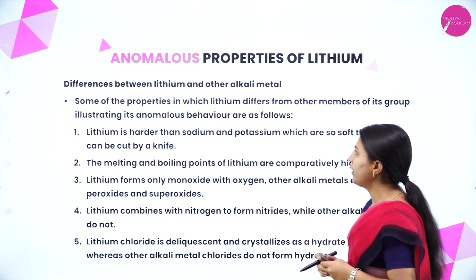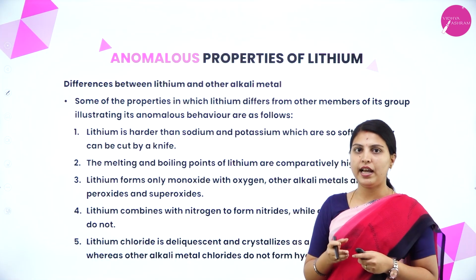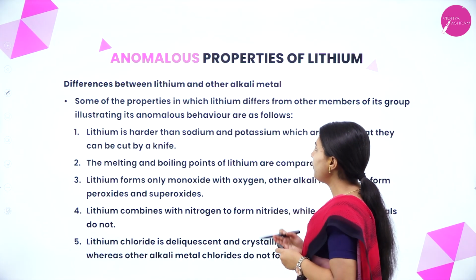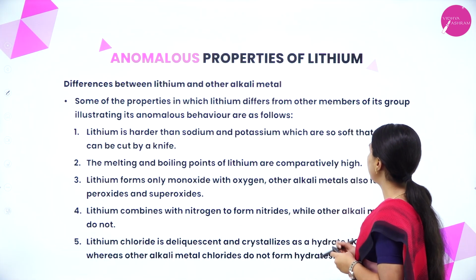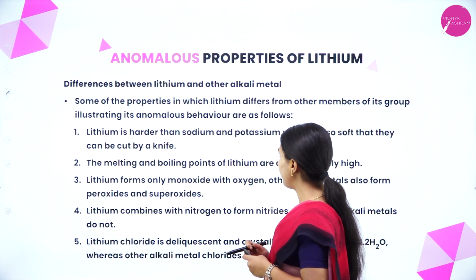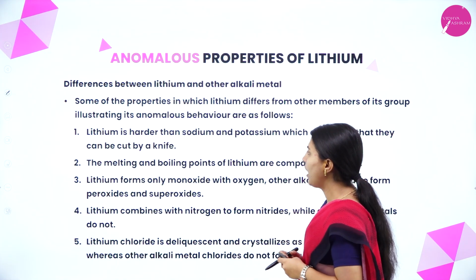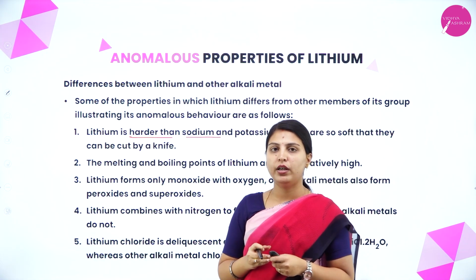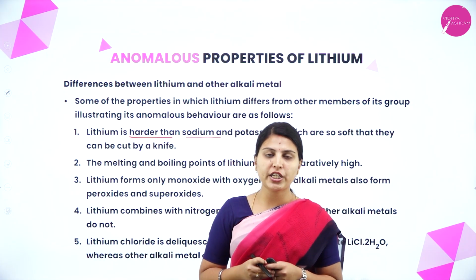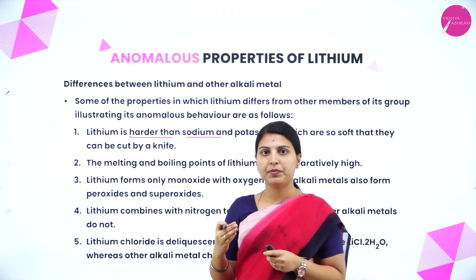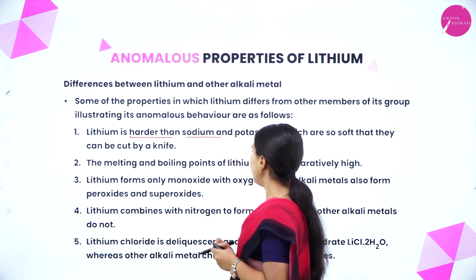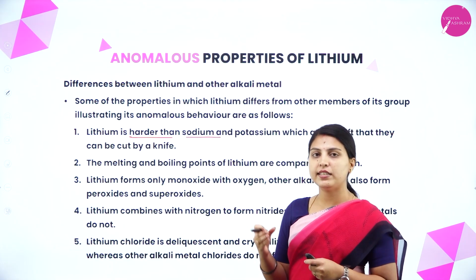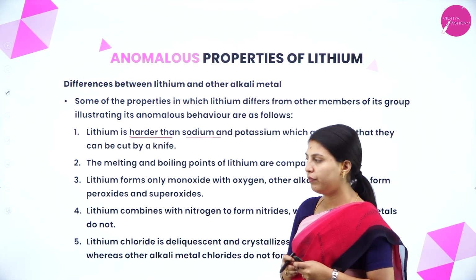Next, the difference between lithium and other alkali metals. What differences are present between lithium and the alkali metals? Some of the properties in which lithium differs from other members of its group, illustrating its anomalous behavior, are as follows. Lithium is harder than sodium and potassium, which are so soft that they can be cut by a knife. Lithium is very hard, but sodium and potassium are soft metals. We know that we can cut them with a knife itself. The melting point and boiling point of lithium are comparatively very high. Since it is a very hard metal, it has a very high melting point and boiling point.